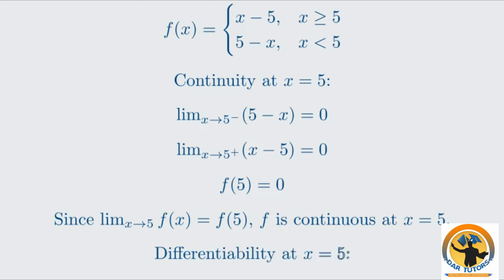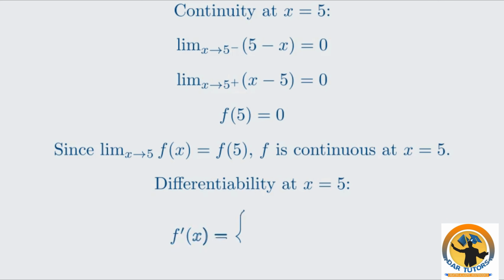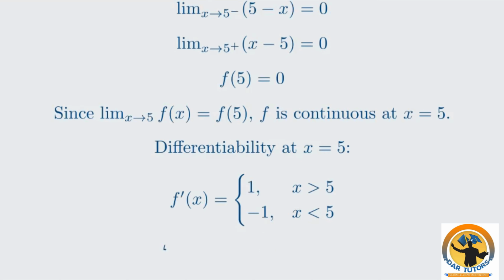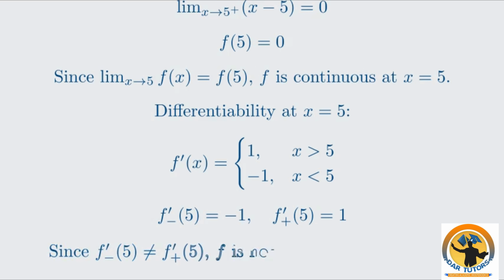Now for differentiability. The derivative of x minus 5 is 1, and the derivative of 5 minus x is negative 1. The left-hand derivative at 5 is negative 1, and the right-hand derivative is 1. Since they are not equal, the function is not differentiable at x equals 5.